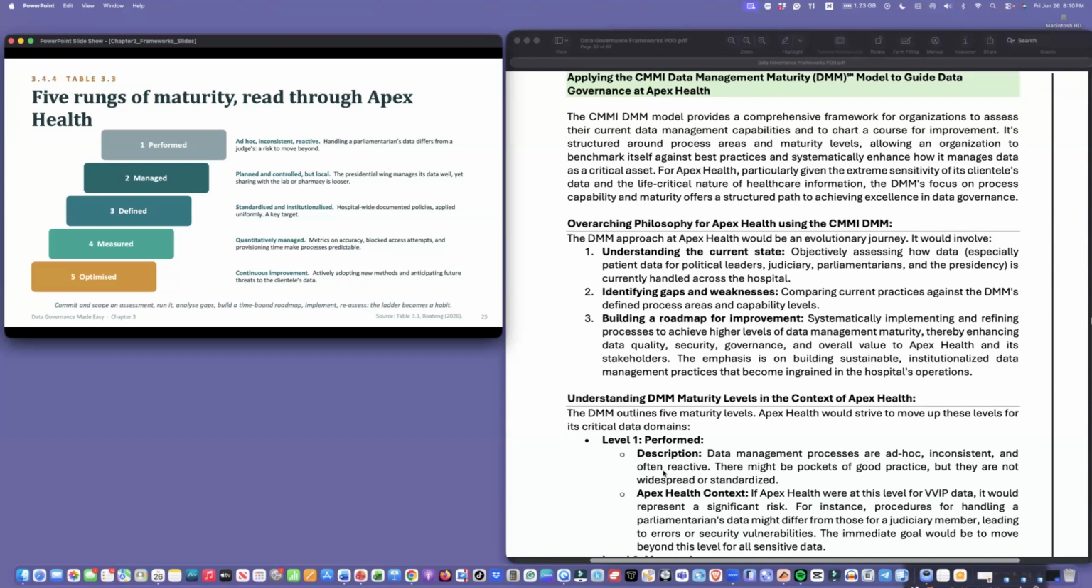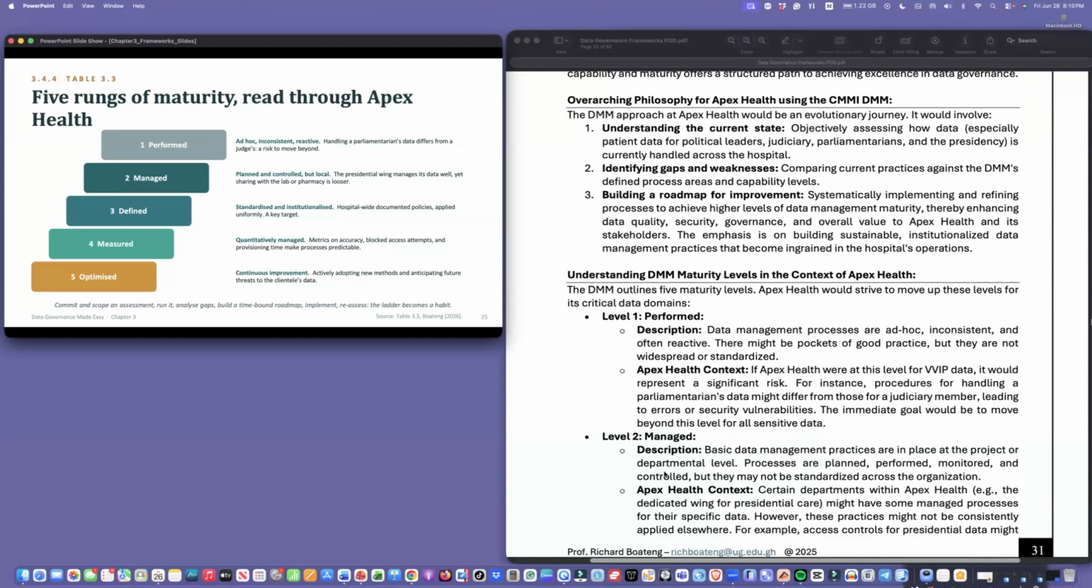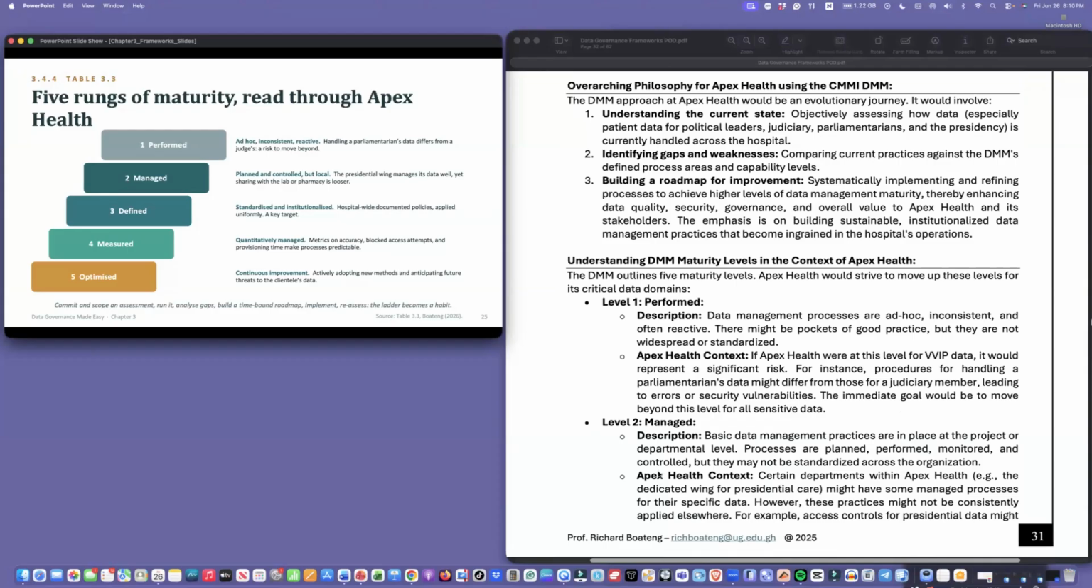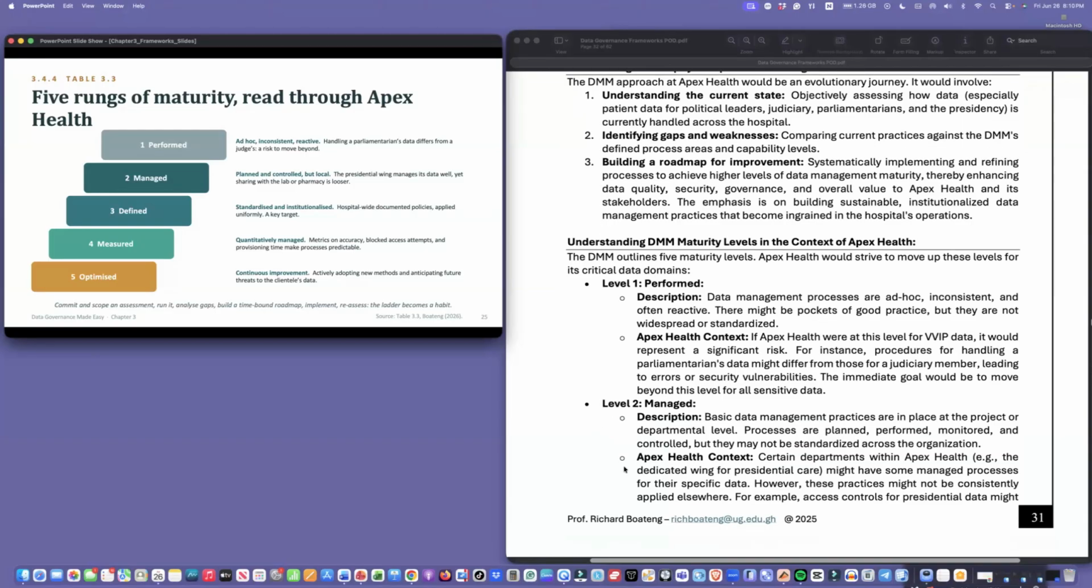We don't want that. If you're at this level, it might not be good because the procedures by which you handle people's data are not well defined and not even consistent. So you just do anything as it works or as it goes. Then you come to level 2, which is plan and control, but it's local. So each of the different wings manages its own data. Presidential wing has its own policies. There's not a foundational policy for the whole hospital. Parliamentarian wing has what they are doing.